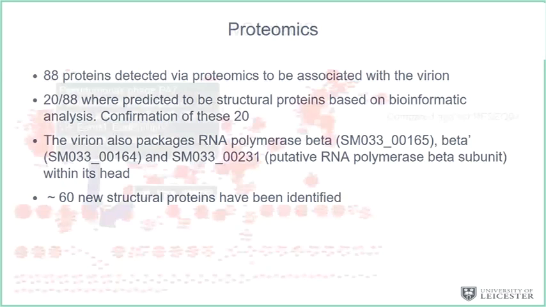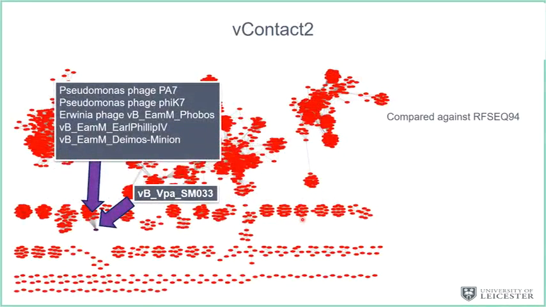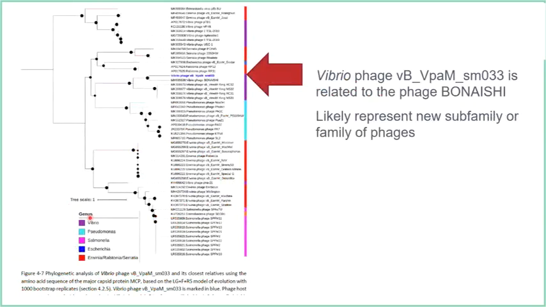To give some idea of how different this phage is, we've done a similar thing with clustering of BContact, and it forms a group down here. So it's distantly related to this group of phages here, which are large phages, but it kind of stands out on its own down here. If we do phylogenetics on this, the phage of interest that we're looking at is here. So Vibrio phage VB SM033. So this is built on a terminase tree.